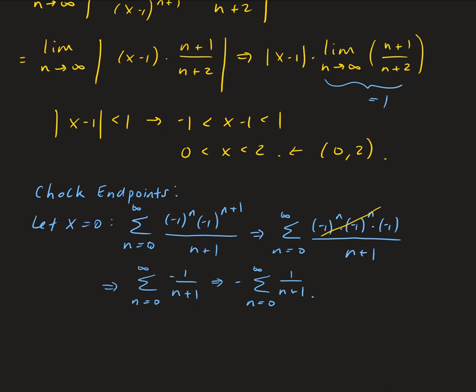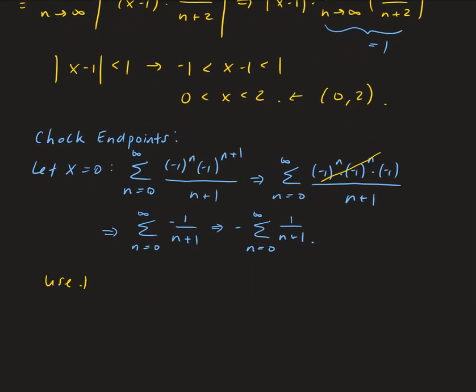So what we can do here is use some comparison tests. We can use either a direct comparison or limit comparison. So let's use the limit comparison test. For that test, remember that we need to pick a series that resembles this one. So we can use 1 over n.